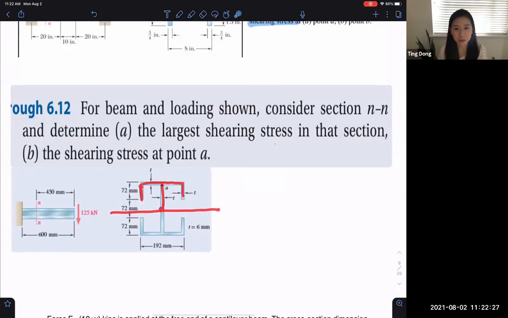Read that in detail. If you have any question or any part you're confused, ask me. And part B is the shear stress at point A. And for shear stress at point A, we use this part to calculate Q, right? We separate the entire cross-section through this cutting surface, and we use this part to calculate Q.